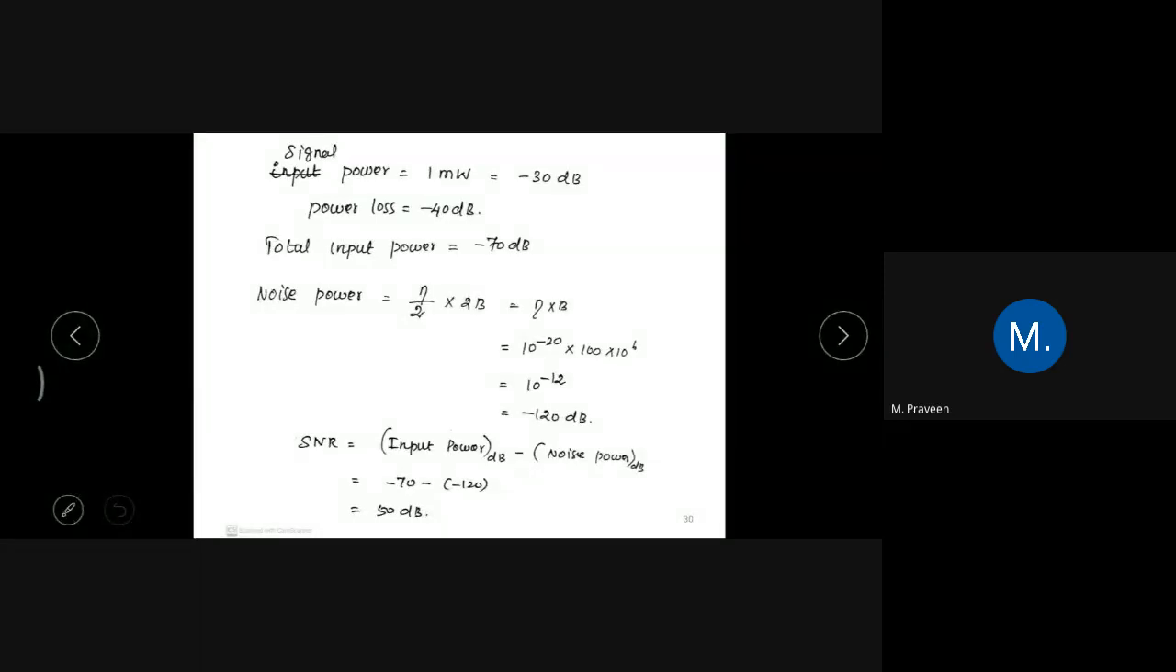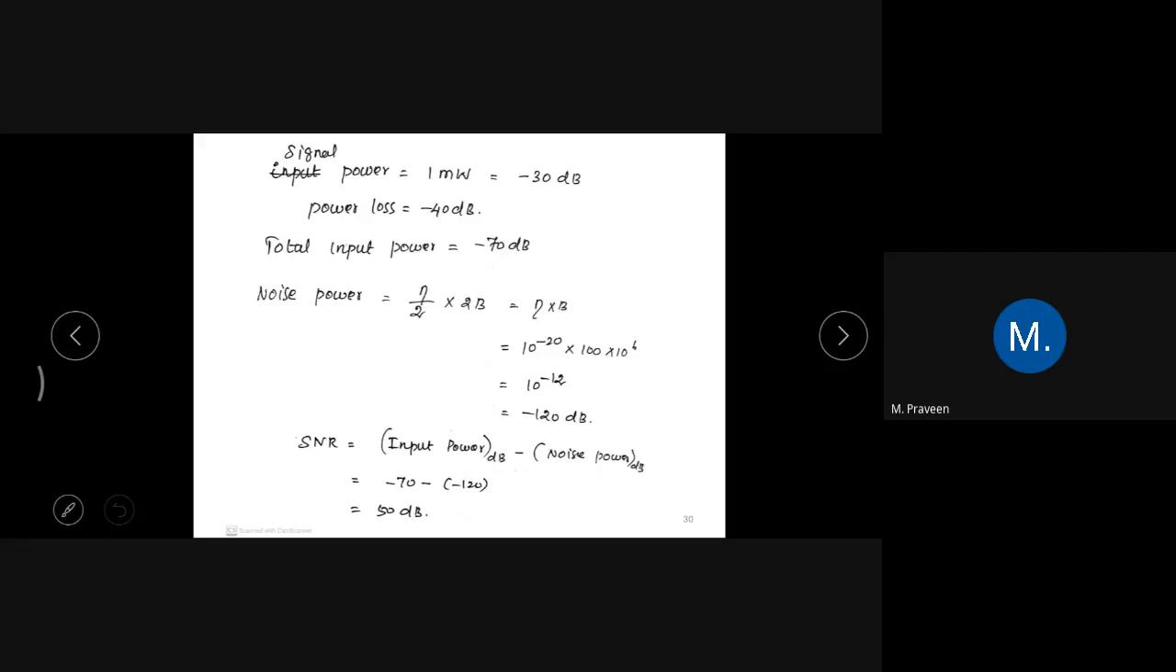Now our objective is to find SNR. To find SNR we also need the noise power. The noise power formula is eta by 2 into bandwidth, that is 2B, so the 2 will cancel. So it is eta into bandwidth, where eta is the noise power spectral density. They mentioned at the receiver side it is 10 to the power of minus 20, which you can substitute. And they mentioned the bandwidth is 100 megahertz, so 100 into 10 to the power of 6. I am getting 10 to the power of minus 12.